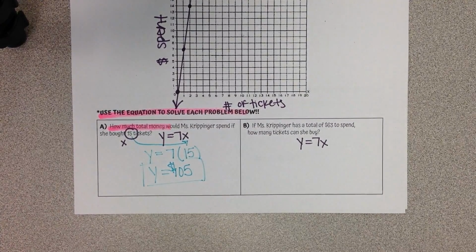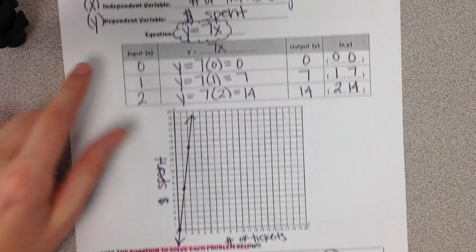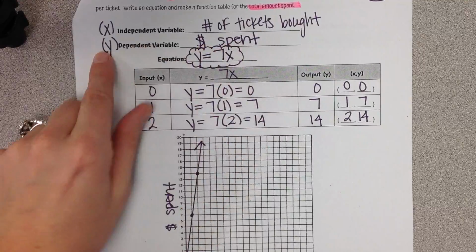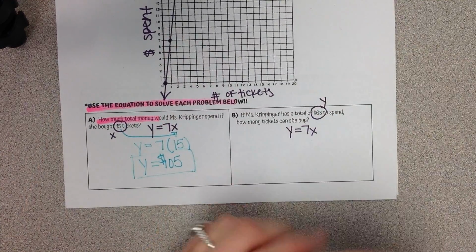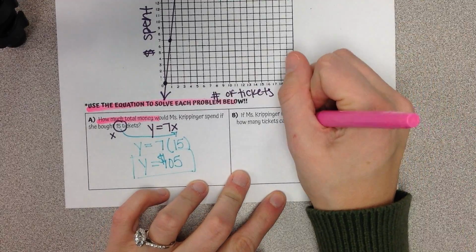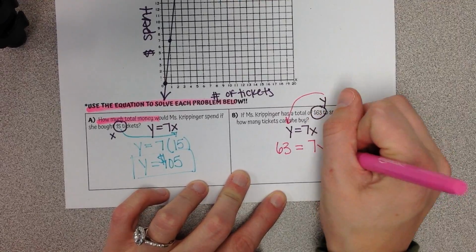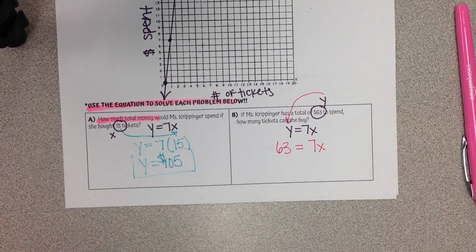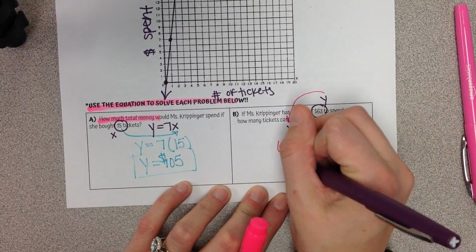For B, if Miss Krippinger has a total of $63, so that's talking about dollars. If I look back at the top, our money is talking about Y. So this is going to be plugged in for Y in the equation. So 63 for Y. We don't know what X is. So now we have an equation we need to solve.